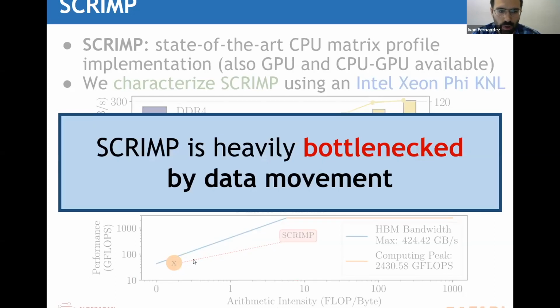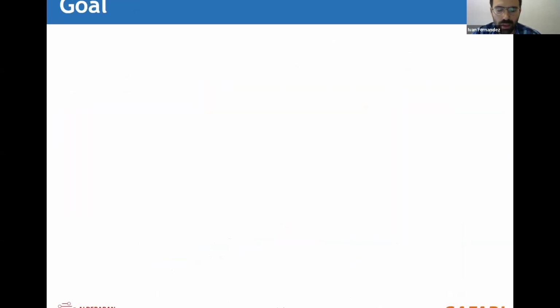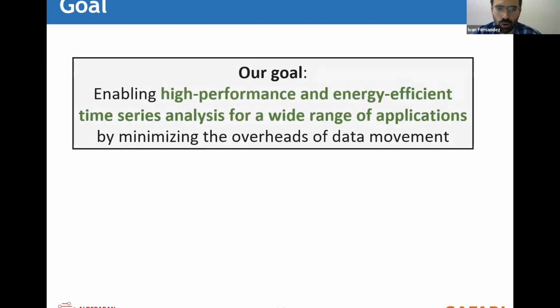Based on that, we conclude that SCRIMP is heavily bottlenecked by data movement. So far, I showed you that time series analysis has many applications, and it is bottlenecked in commodity systems by the memory. So the goal of this work is to enable high performance and energy efficient time series analysis for a wide range of applications by minimizing the overheads of data movement.